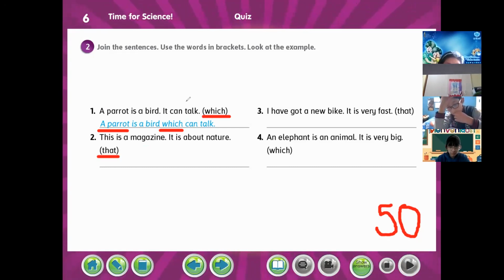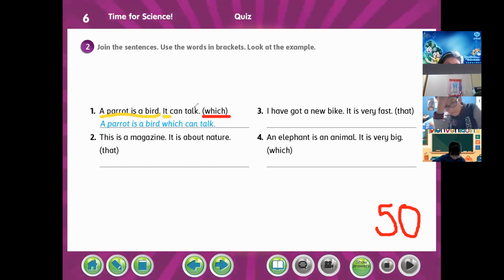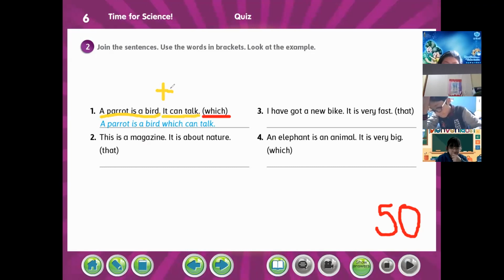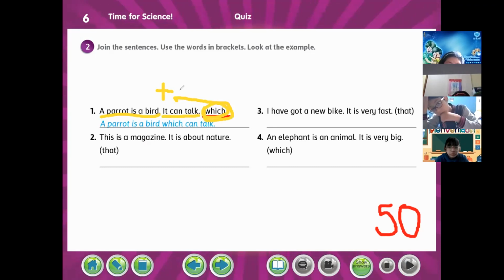If you look at the example, we use in this case, look. We have one idea, we have another idea, and to join these two ideas, to join, we use which for animals, no? Because it's a parrot.